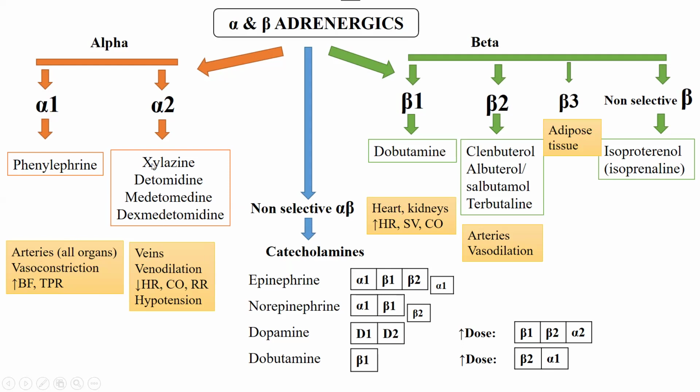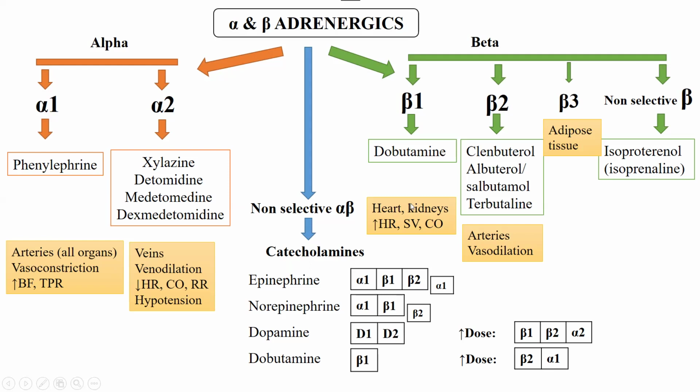Whenever you see xylazine or detomidine being injected into an animal, you will see heart rate go down, cardiac output go down, respiratory rate go down, and you will have a generalized hypotension in the body.